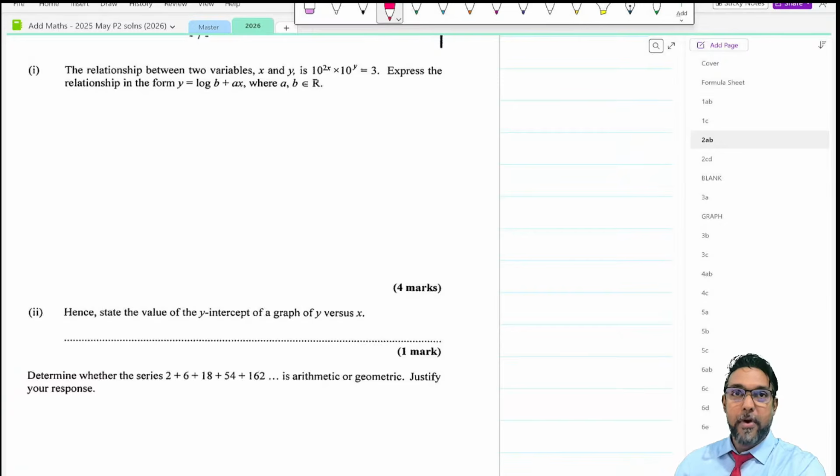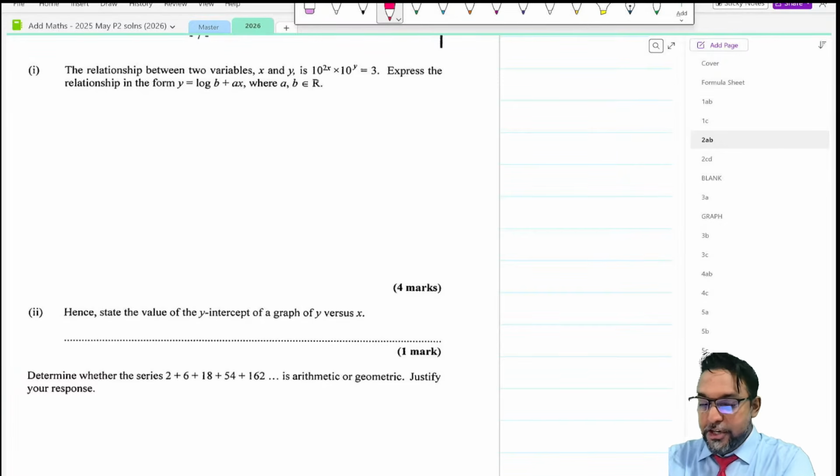Right, the relationship between two variables x and y is 10 to the 2x by 10 to the y equal to 3. Express the relationship in that form where a and b are elements of the set of real numbers.